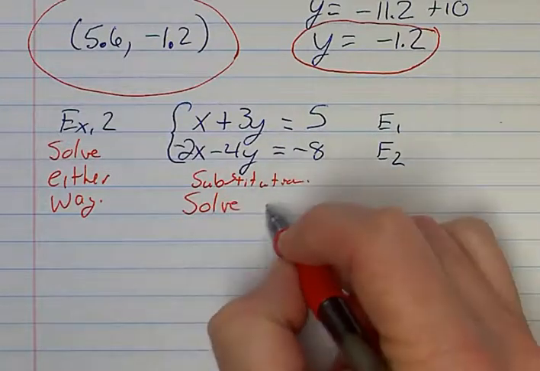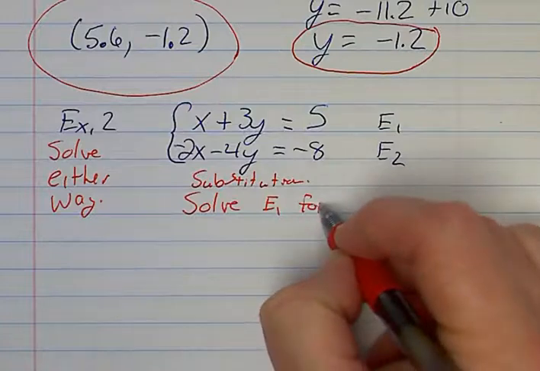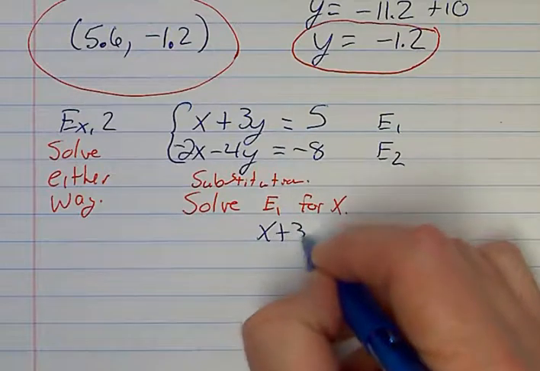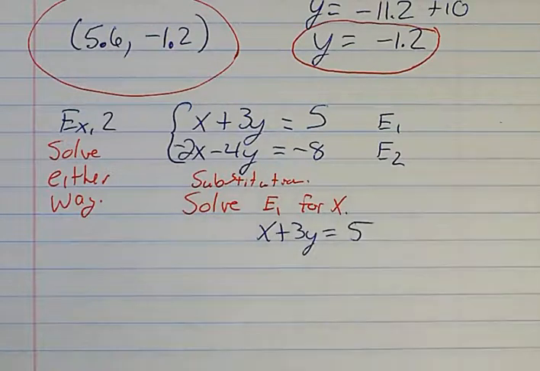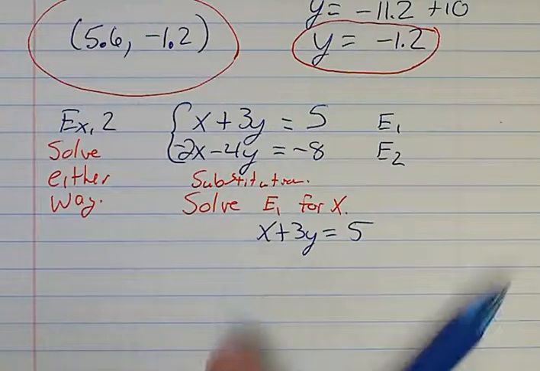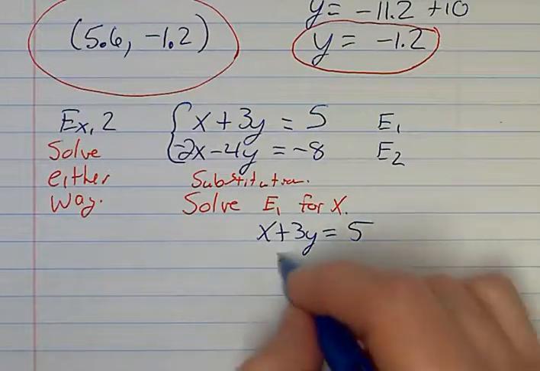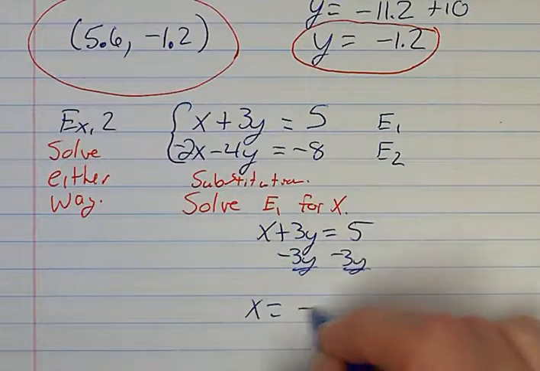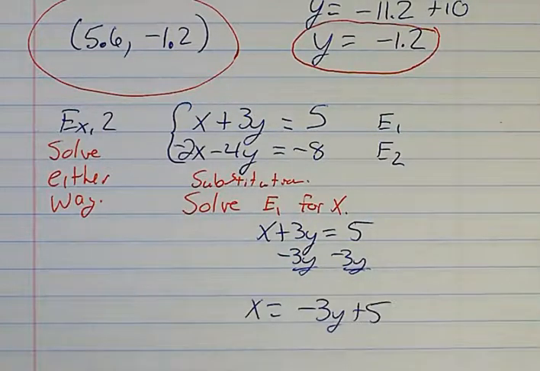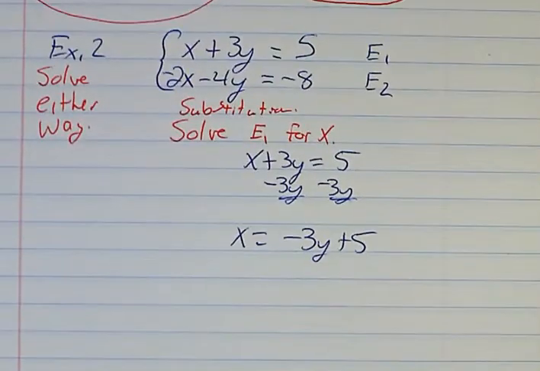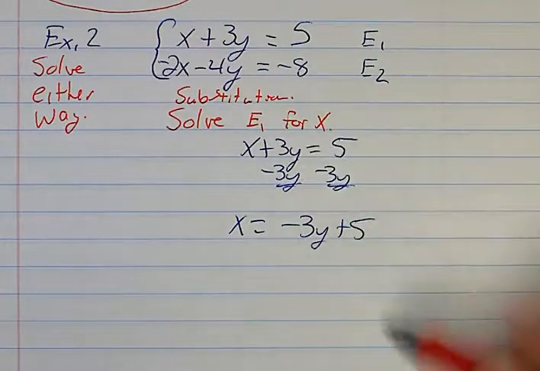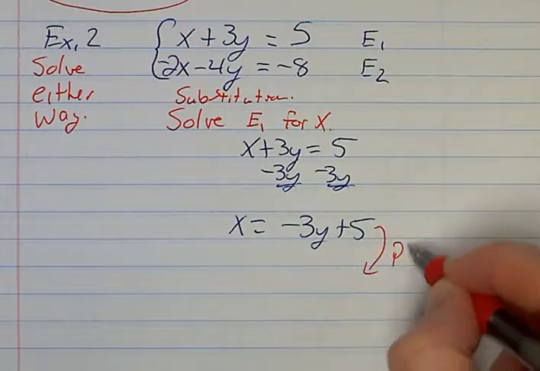All right. So if we do substitution, we're going to solve equation 1 for x. So we're going to take x plus 3y equals 5. And again, we're picking this one because x has a coefficient of 1. To get x by itself, it's really easy. You just subtract 3y from both sides. Okay, so now you've got x is equal to negative 3y plus 5.